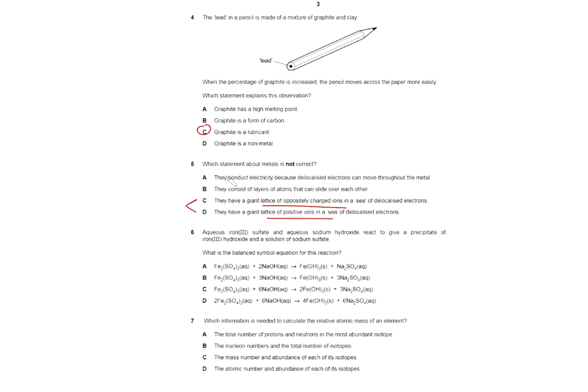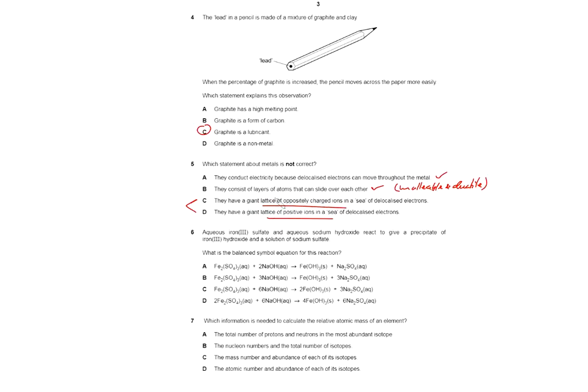are definitely true. Here, conducts electricity because delocalized electrons can move freely through the metal. That's definitely correct. Metals do consist of layers of atoms or positively charged ions that can slide over each other. That's true as well. That's why metals are malleable and ductile. So it's either C or D, and I already gave the answer away.